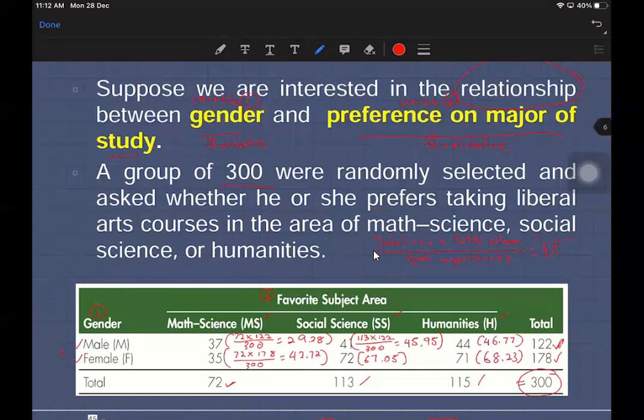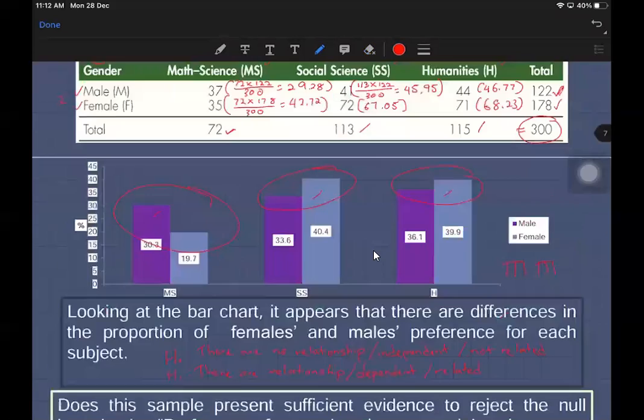So this is expected value. So if the observed value is like the expected value, similar or almost similar, usually the two variables between gender and favorite subject area will be independent. But if the differences is very large, then it will be dependent. So we need to do a calculation.